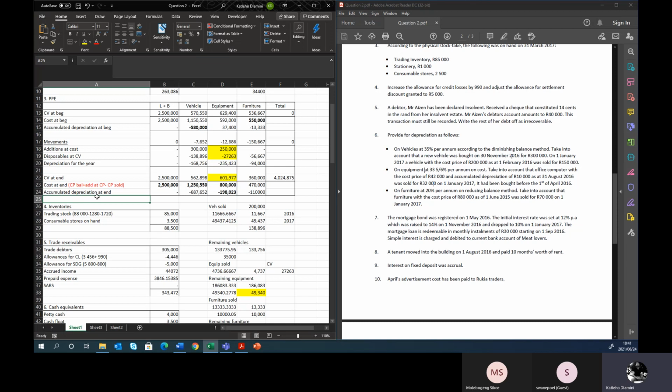And then for this one, I'll put it down here because there's not enough space, like with the cost price there. So with this one, I would take my accumulated depreciation balance, I would subtract my accumulated depreciation sold, and then I would add my depreciation for the year.